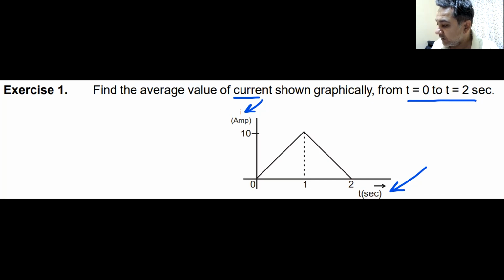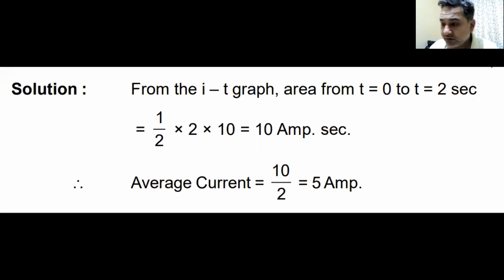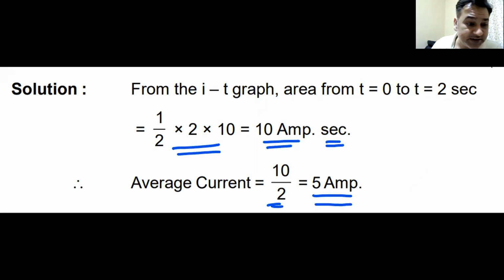Yes, sir. It is my duty to show you the answer. And do we understand how we have done this? How we have found out the area here in the first case? Yes or no? That is coming as 10 ampere second. We divide it by the time and the answer is 5 ampere. Do we understand this, bacha?